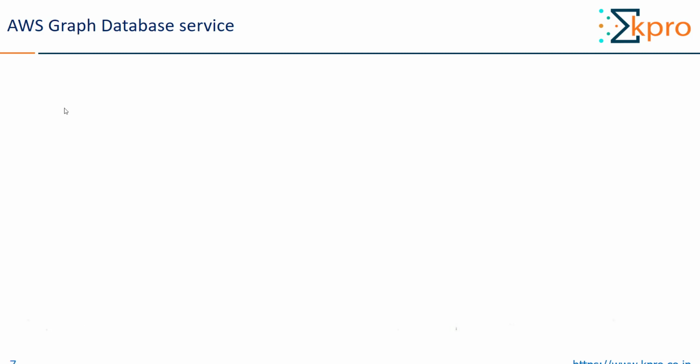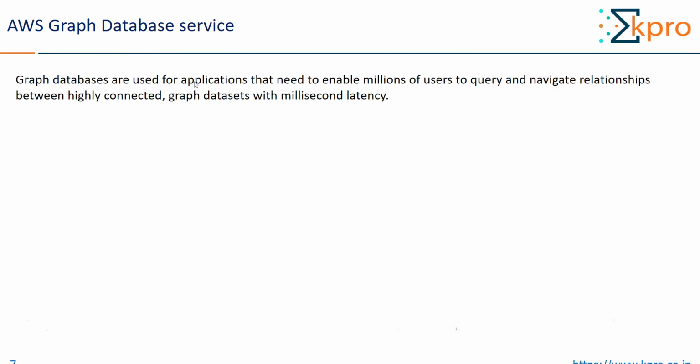Now another one is AWS Graph Database Service. So what is that? Graph database services are used for applications that need to enable millions of users to query and navigate relationships between highly connected graph datasets with millisecond latency. Like when you work on Facebook and search for a friend, the next friend is recommended to you. In LinkedIn, these are all graph databases where networking is required. So for any kind of social networking application, the graph database works.